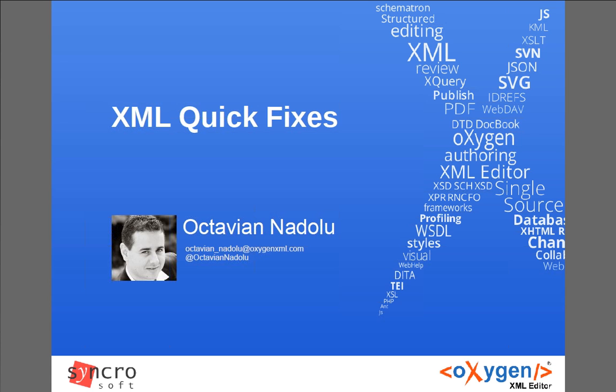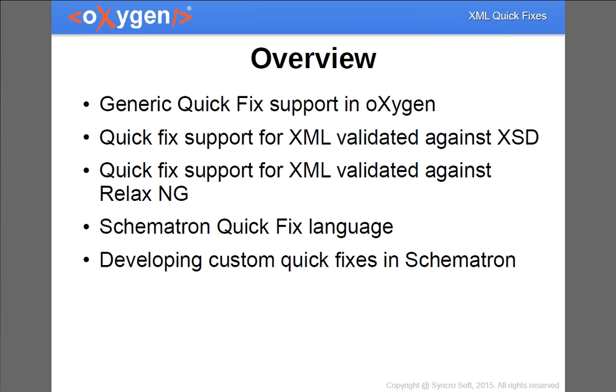in oXygen, and we'll focus on the quick fix support for Schematron documents, so custom quick fix support. Here's an overview of the presentation. I will start with the generic quick fix support in oXygen, then I will show you some examples with the quick fixes that we generate automatically for the XSD and RelaxNG validation. And after that, I will show you the Schematron quick fix language and how you can develop your custom fixes in Schematron.